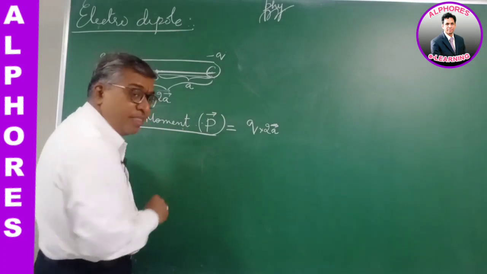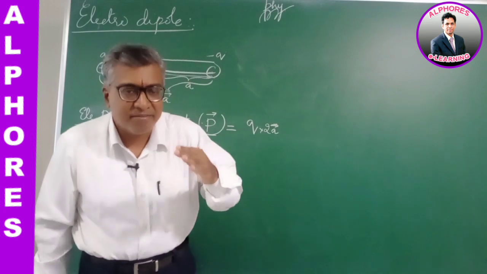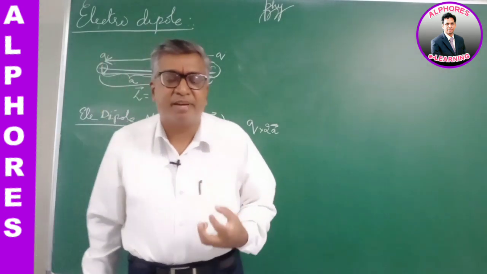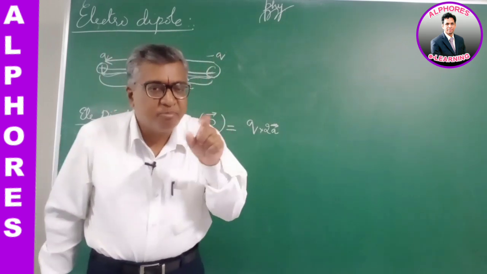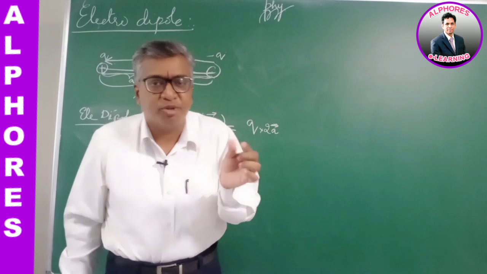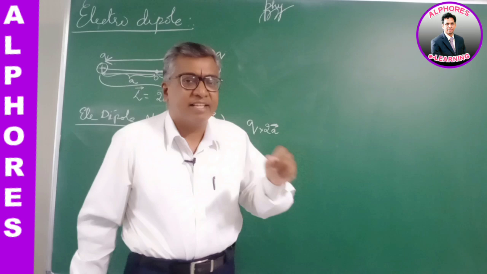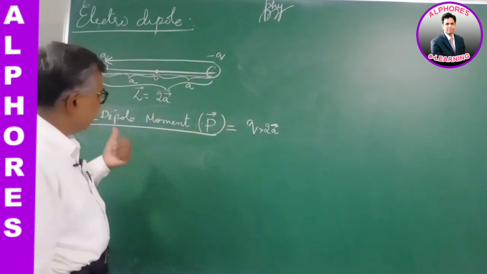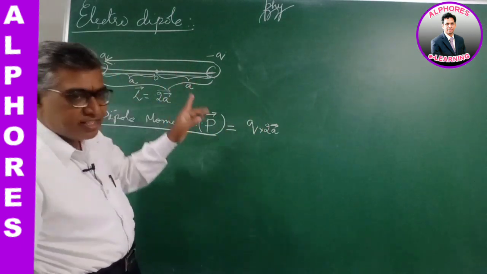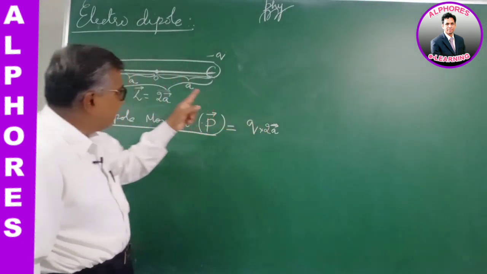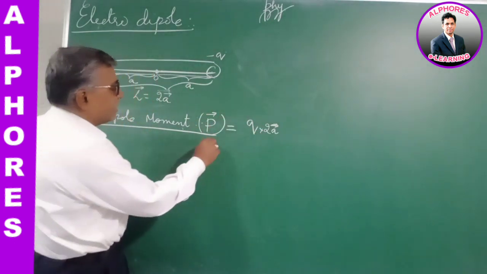So dipole moment is similar to magnetic moment in magnetism. Every magnet has its own strength exhibited by a term called magnetic moment. What is magnetic moment? It is the product of the pole strength of either pole and the length of the magnet. Similar to that, electric dipole moment is the product of either of the charges and the distance between them.